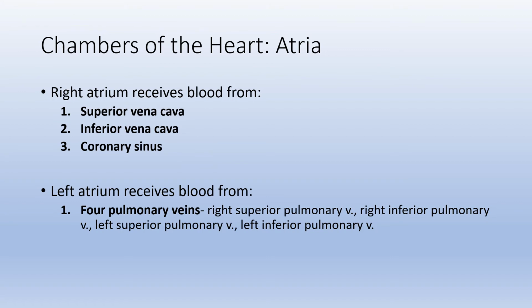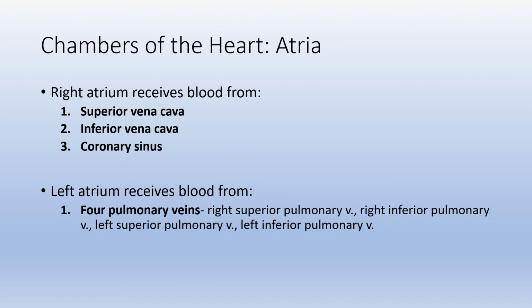The right atrium receives blood from 3 vessels. The first is the superior vena cava. The superior vena cava is carrying deoxygenated blood from structures superior to the diaphragm, such as the upper limbs, the head, and the neck. The right atrium also receives deoxygenated blood from the inferior vena cava, a vein carrying deoxygenated blood from structures inferior to the diaphragm, like the abdominopelvic cavity and the lower limbs.